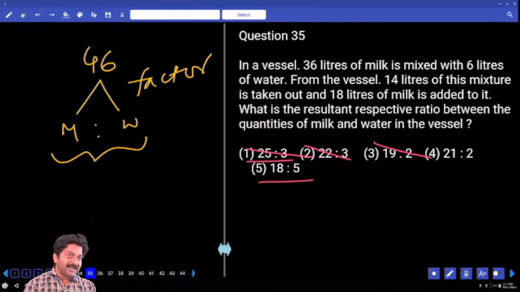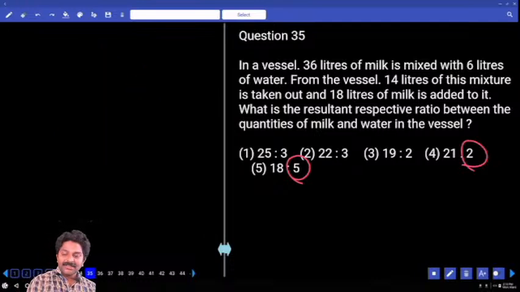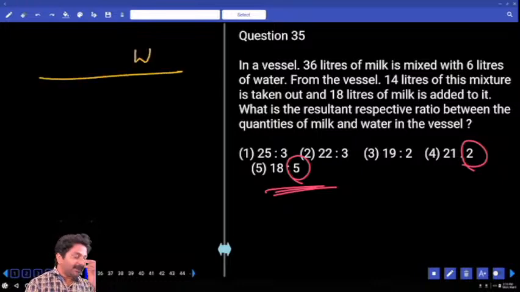Fifth option, sum is also 23. That is also a factor. So answer is either fourth or fifth. When you observe these two, here second number is 5 parts and here it is 2 parts. If it has to be 5 parts, it should be a multiple of 5 only. So now let's see if the water quantity is 5 multiple or not. If it is 5 multiple, yes, answer would be fifth option.